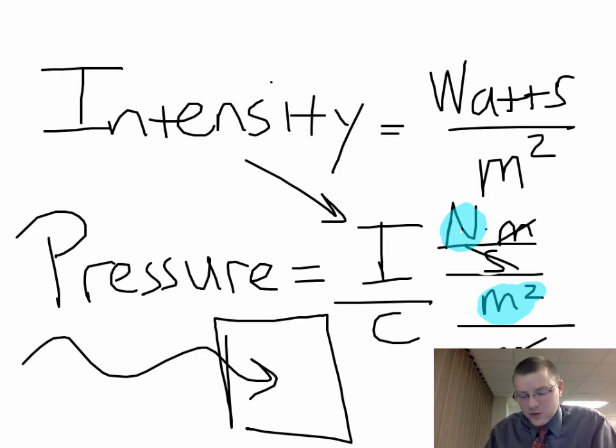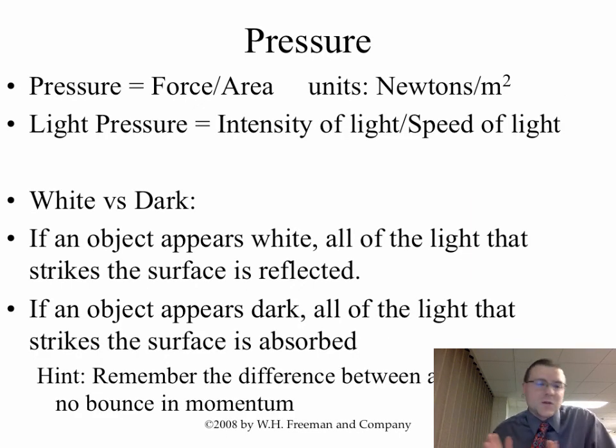Now think back to momentum, when we had objects bouncing versus just hitting and stopping. Think about that now in terms of light. Light-colored objects versus dark objects. Objects appear white because they reflect everything that is striking them, and things that appear dark in color are absorbing all that light. So remembering the difference between a bounce and no bounce, to make something not bounce, all you have to do is stop it. In order to make something bounce, you've got to stop it and then throw it back. One of those creates a larger force and a larger impulse.